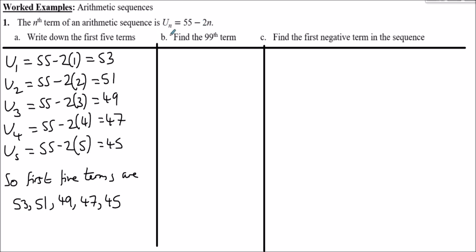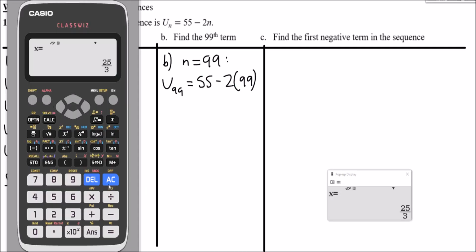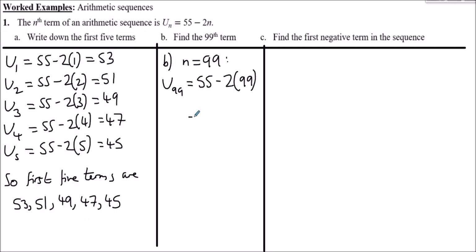B, for the 99th term. So for B, 99th term means n is 99. So u99 is 55 minus 2 lots of 99. So we just need a calculator to do this. Well, we don't need one, but I'm just using one. So 55, subtract 2 lots of 99, that gives us minus 143.